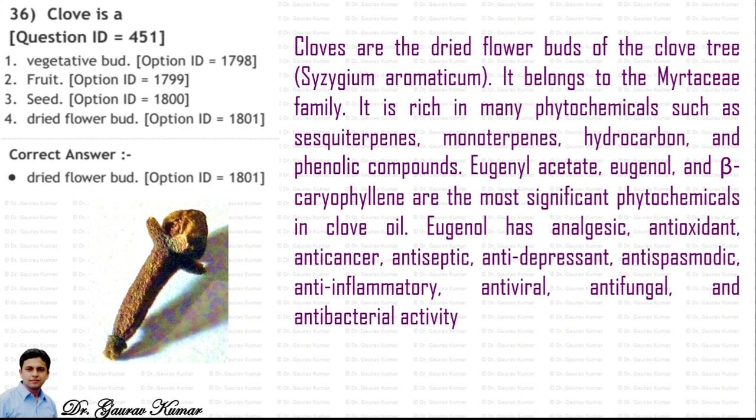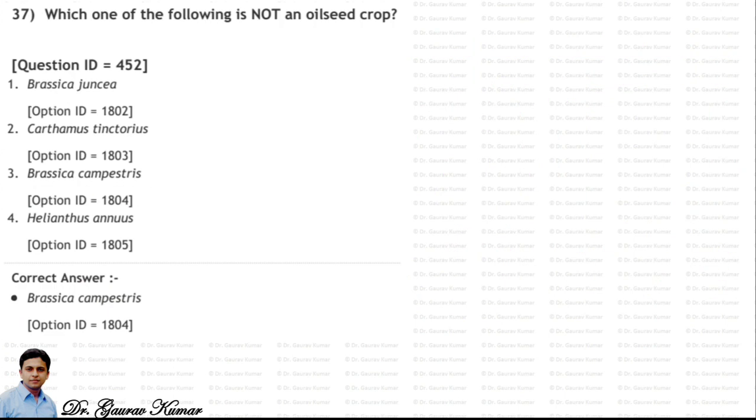It's a very important compound, like if you have gone through the ethnobotany syllabus of Delhi University, there we have a very important unit in which we have read about these medicinal plants. There also we have read about this eugenol compound extracted from clove. Okay, which one of the following is not an oil seed crop?